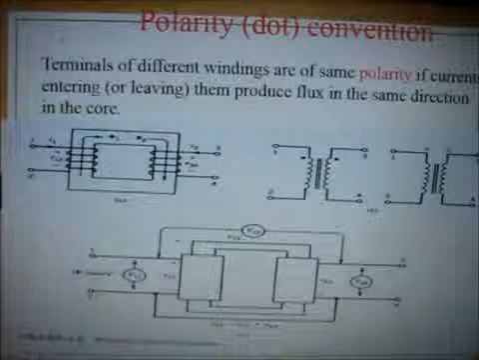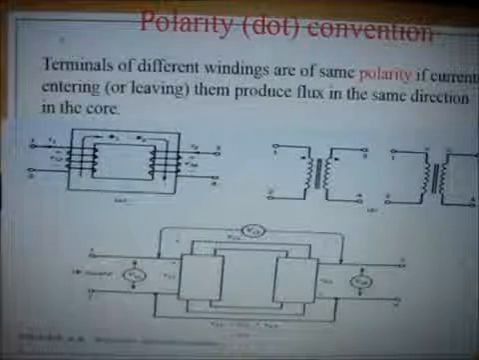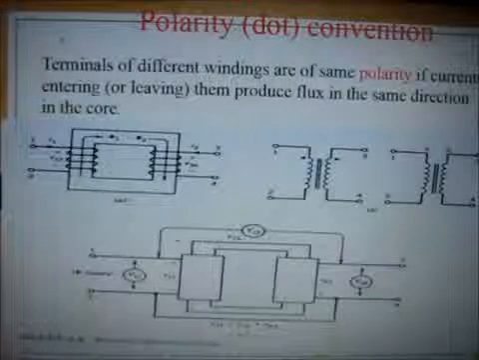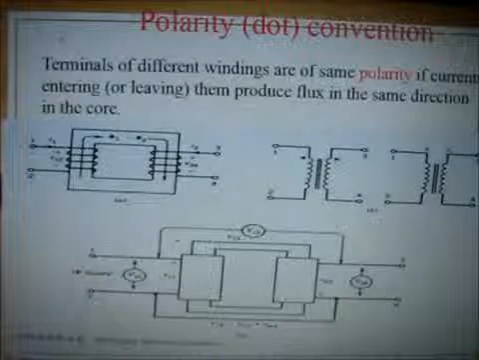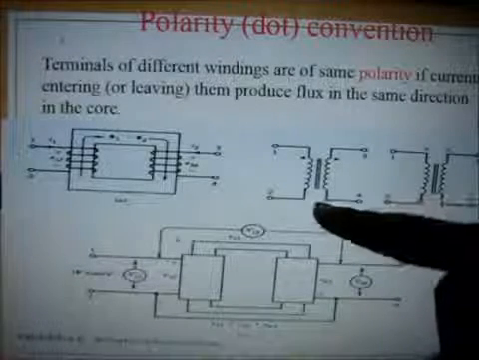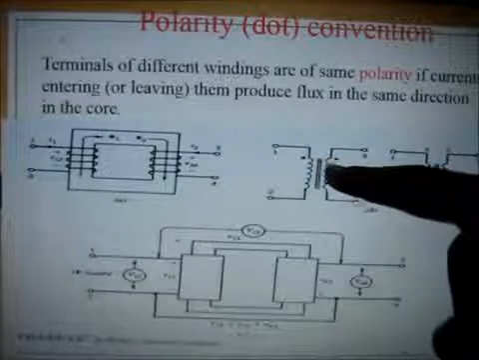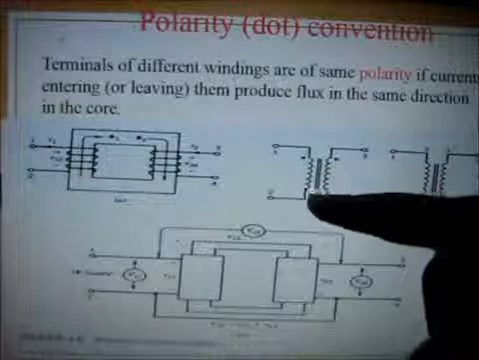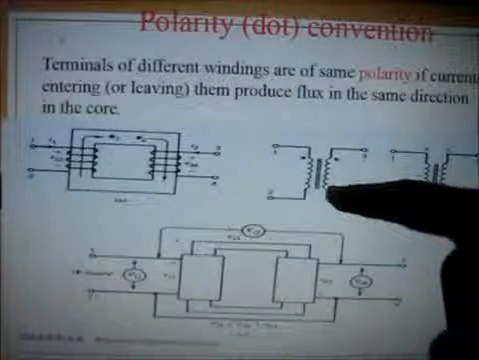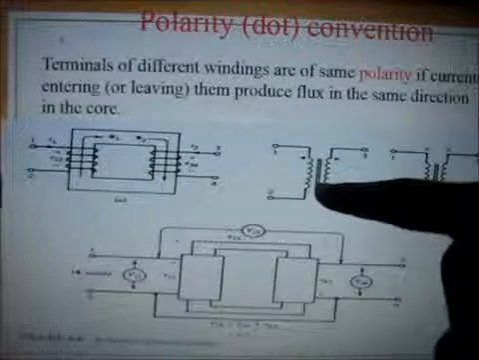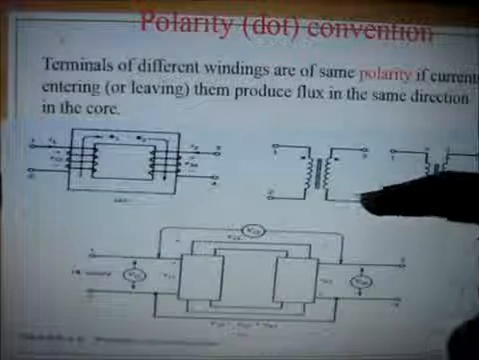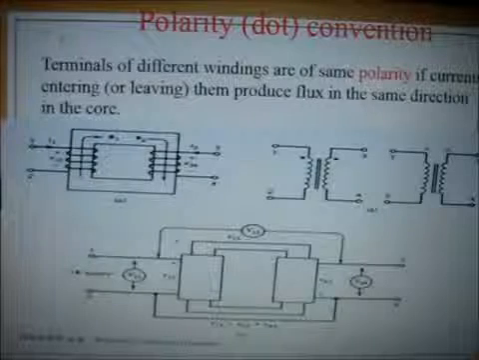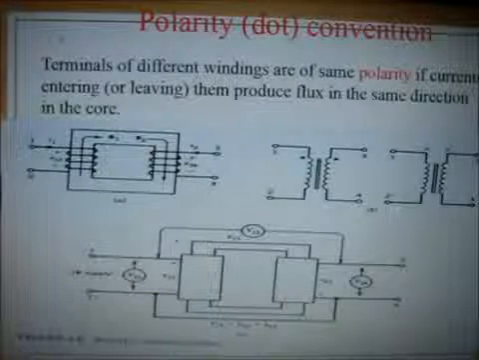Now let's talk about the polarity dot convention. Also, our previous video on mutual inductance has given you an idea about how to apply the polarity dot convention. So let me tell you once again. Suppose in this case we have two dots on the entry side. If both of the currents enter through the dot, the mutual inductance will be positive. And suppose this dot comes up here. In one case the current enters from the dot, and in another case the current exits from the dot, then in that case the mutual inductance will be negative. The terminals of different windings are of the same polarity if currents entering or leaving them produce flux in the same direction in the core.